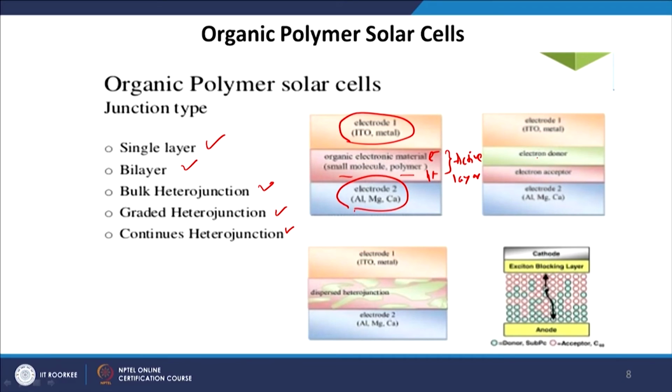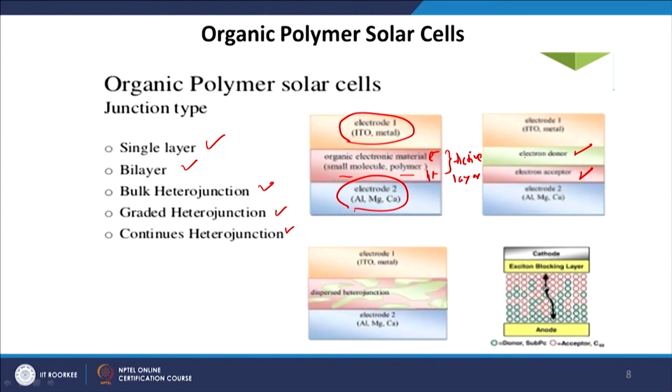Now, if you use two different materials, like here, one is the electron donor and another is the electron acceptor. Both are organic materials, but one is the electron donor, which donates the electron, and the other is the electron acceptor, which accepts the electron. The electrons will flow towards the downward direction and the holes will go in the upward direction. So that is an example of a bilayer device.